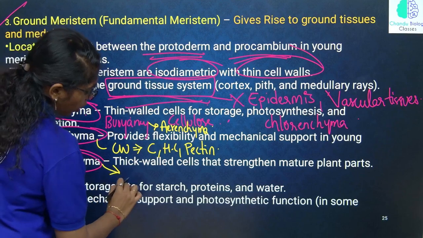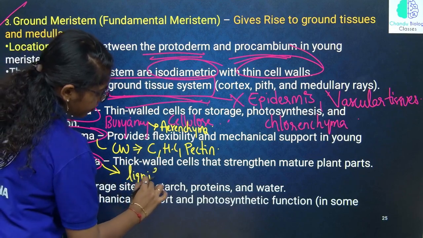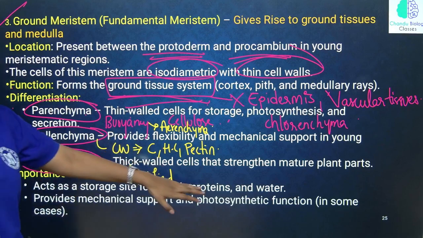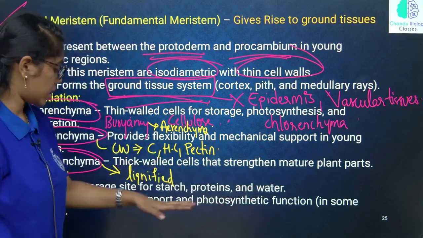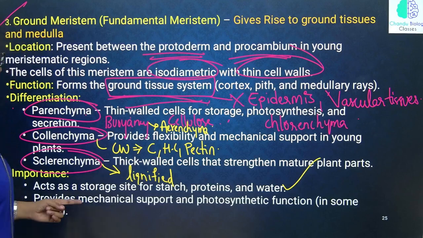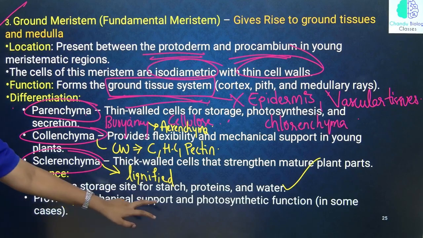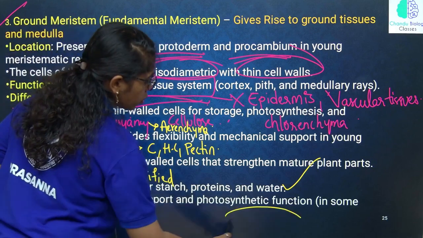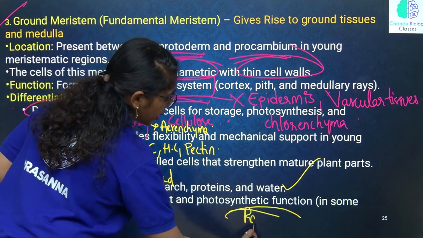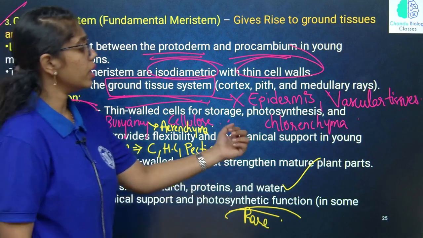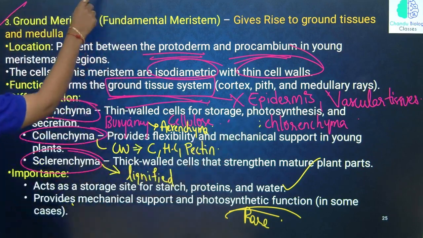They are thick walled, which is lignified. Their cell wall is thick and filled with lignin, and they strengthen mature plant parts. Coming to the importance, they act as storage site for starch, proteins and water, and they provide mechanical support and photosynthetic function in some cases, okay. In some cases they are also photosynthetic, but it is very rare. Most of the photosynthetic function is performed by parenchymatous cells only. You will call it chlorenchyma if it has chloroplast in it.